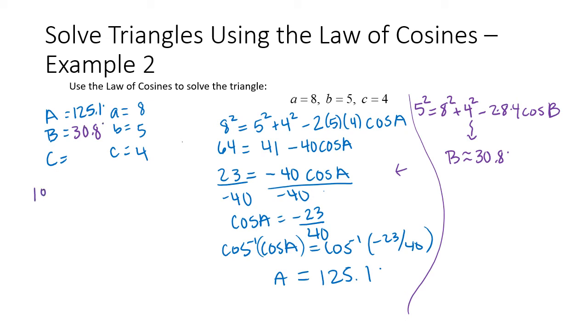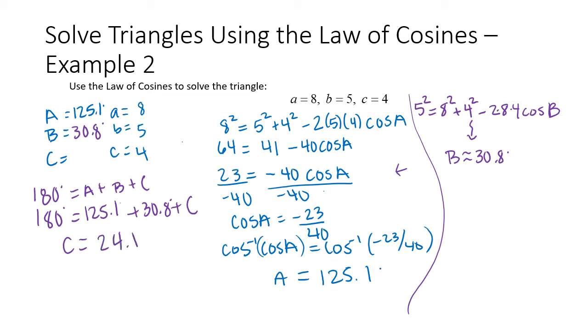Okay, and then again to solve for C, I know that when I add up all the angles, I get 180 degrees. So 125.1 degrees plus 30.8 degrees plus C. So C ends up being 24.1 degrees.